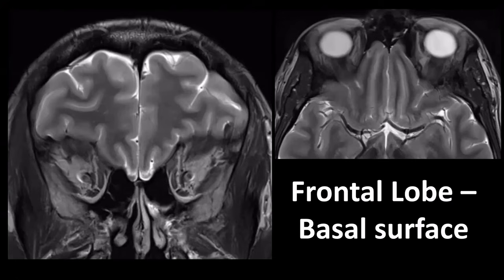So I'm almost through most of the most important sulci and gyri. I briefly touched upon the basal surface of the temporal lobes. I didn't talk a lot about basal surface anatomy. Why?